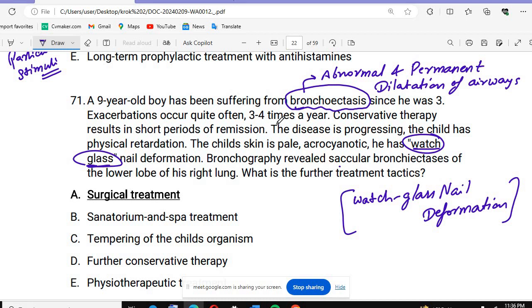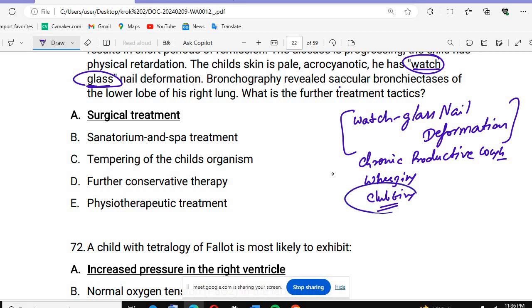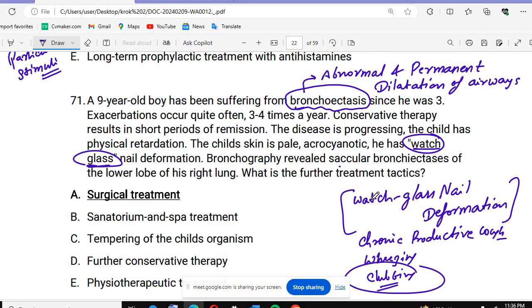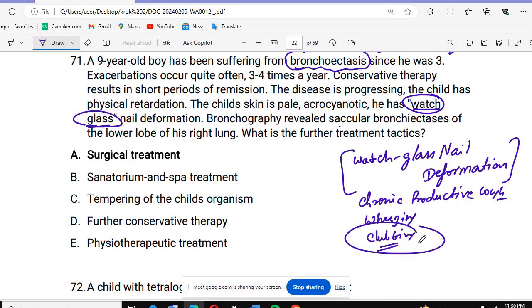And the clinical features we studied: there will be recurrent chest infections, along with chronic productive cough. In this patient we can see wheezing, and the patient will have clubbing. Clubbing is one of the best characteristic features of bronchiectasis. So remember in bronchiectasis we have watch glass nail deformity, chronic productive cough, wheezing and clubbing, all seen in the case of bronchiectasis.